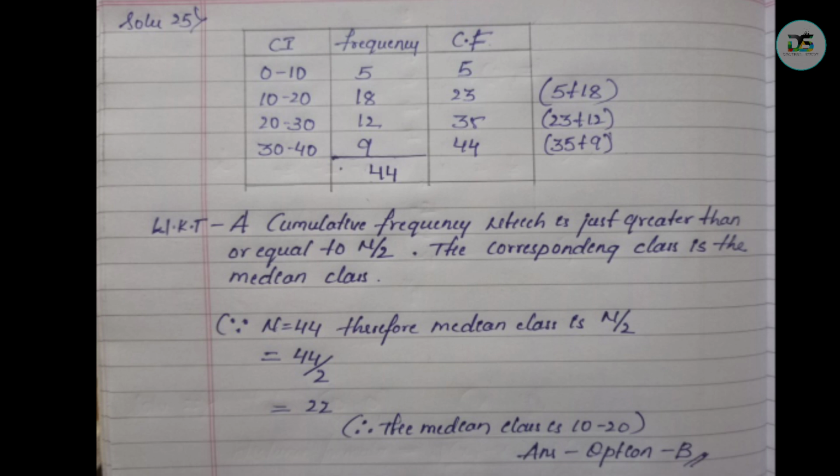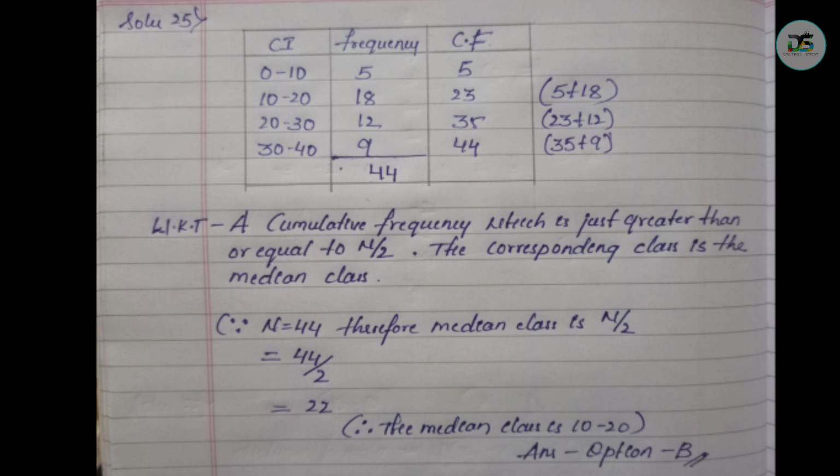So let's see how to calculate cumulative frequencies. The first term will be the same as it is, 5. Then you need to add 5 plus 18, that is 23. 23 plus 12, that is 35. 35 plus 9, that is 44. So the total frequency is 44.